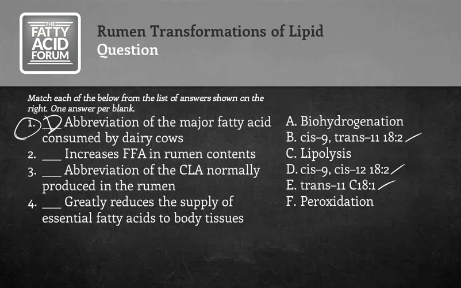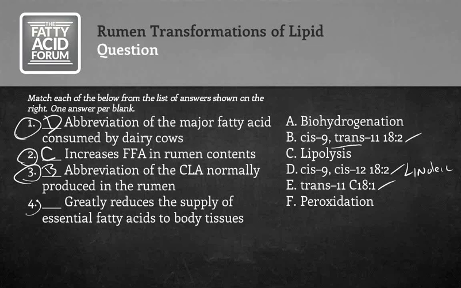And the answer there would be D. That's a structure for linoleic acid that we've been talking about with its cis-cis double bond configuration. The second one, which is the best answer to depict the process that increases free fatty acids in rumen contents? And the answer there is lipolysis. Third, the abbreviation of the CLA normally produced in the rumen, the answer is B. That's the structure of the CLA with the double bonds closer together and the trans double bond.